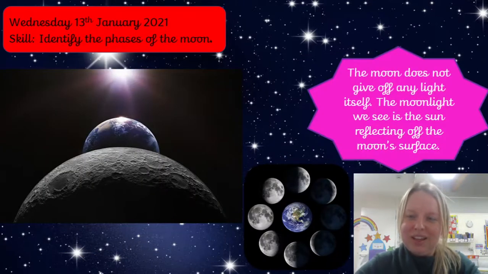Okay, so the moon does not give off any light itself. So some of you might have thought that the moon was glowing, but the moon does not glow. The moonlight we see is actually the sun reflecting off the moon's surface, which is really interesting, isn't it?